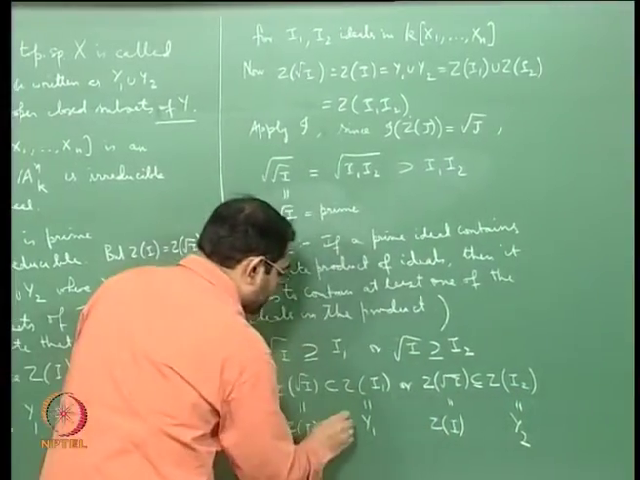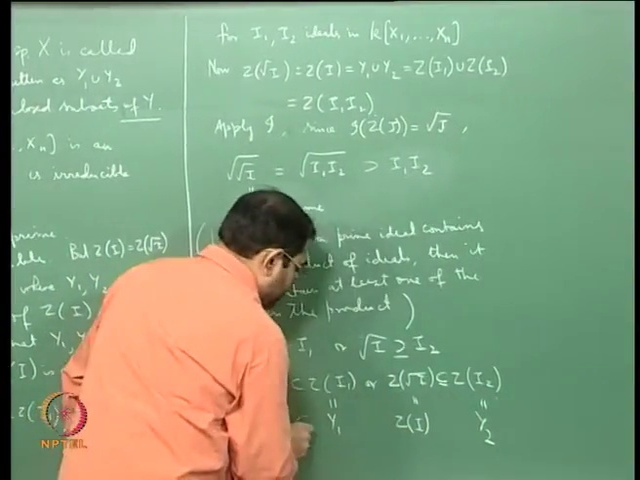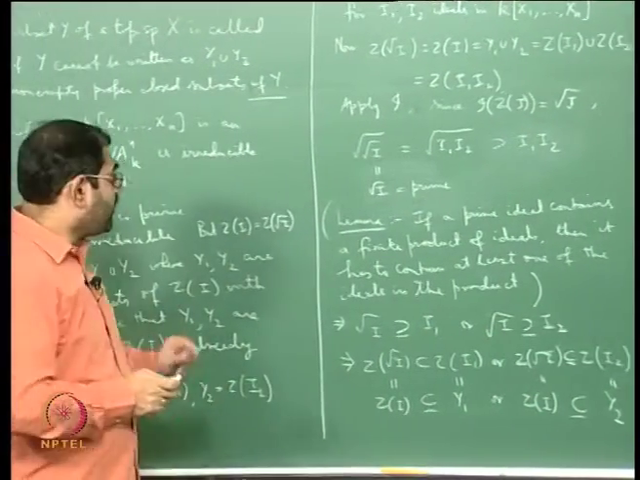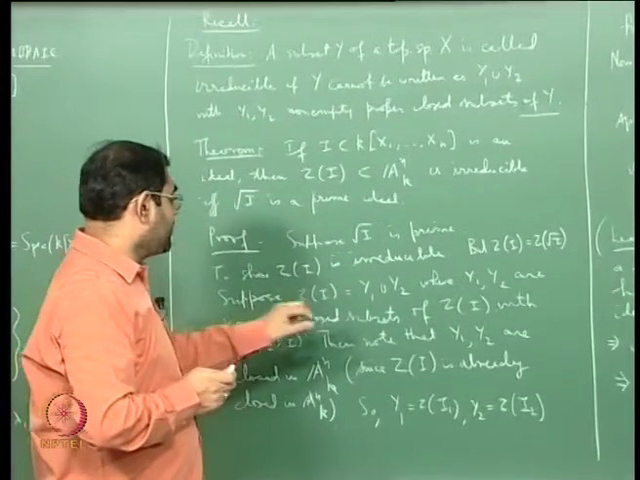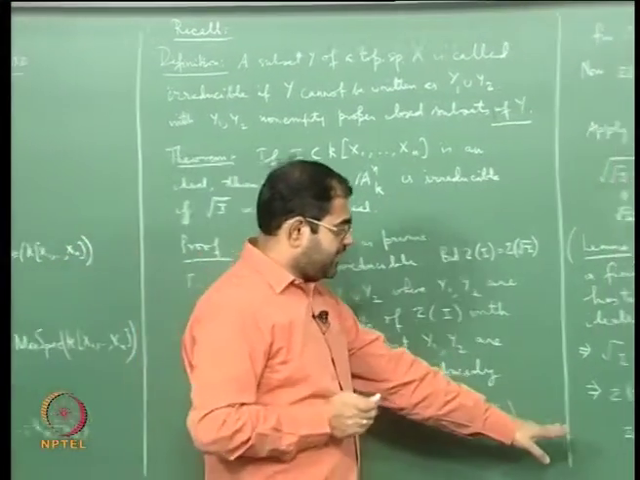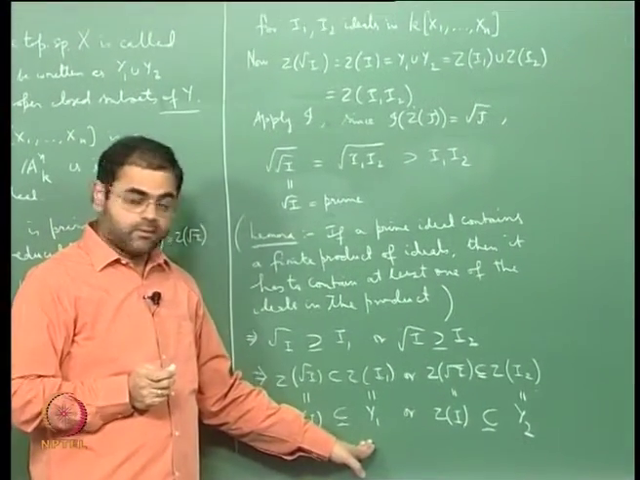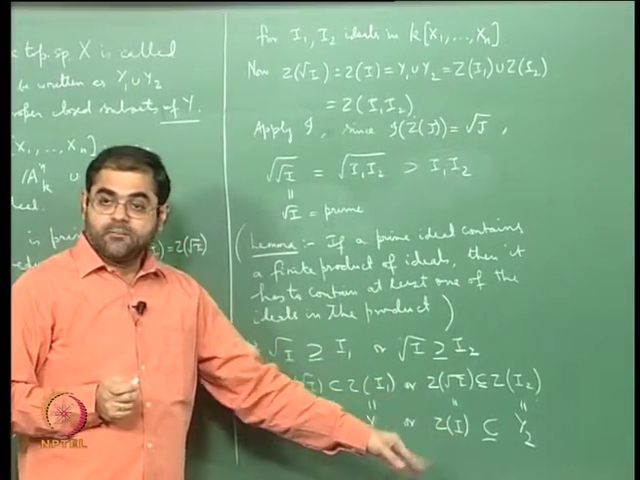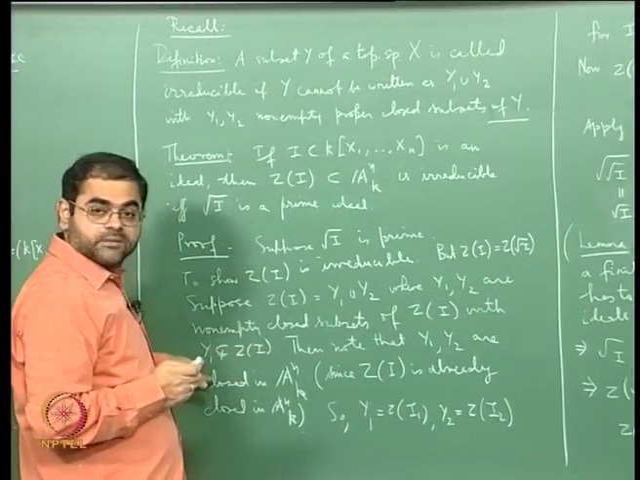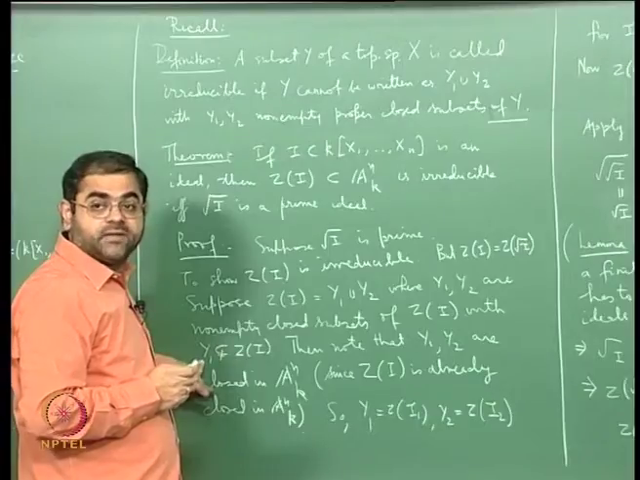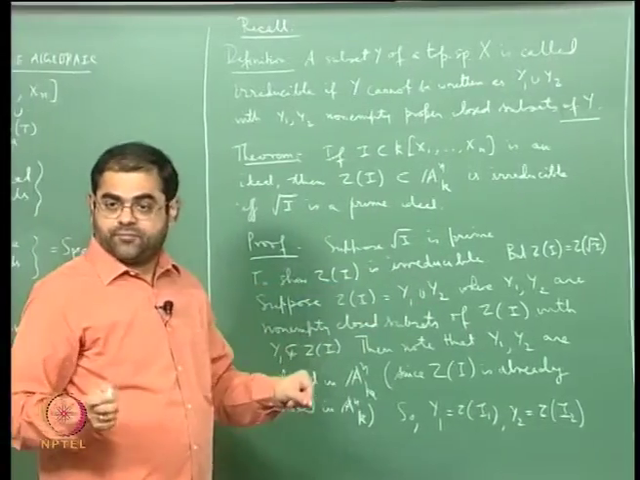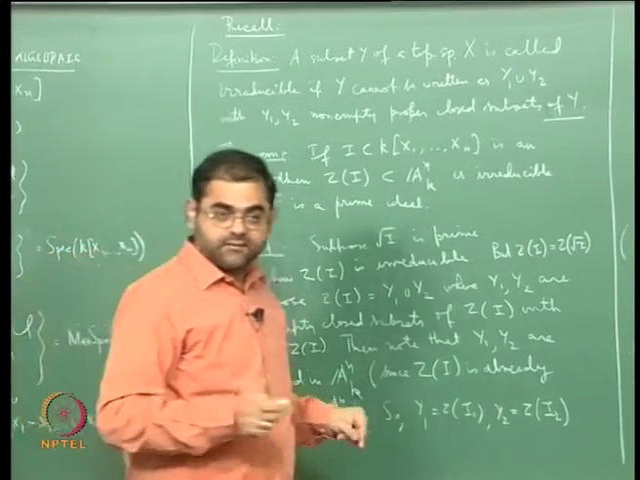So what you are saying is Z of I is contained in Y1 or Z of I is contained in Y2, okay. But what we started with was that Y1 and Y2 are contained in Z of I. So what this means is that either Z of I is equal to Y1 or Z of I is equal to Y2, but then you are assuming that Z of I is not equal to Y1. So Z of I has to be equal to Y2, and that tells you that you cannot reduce Z of I.